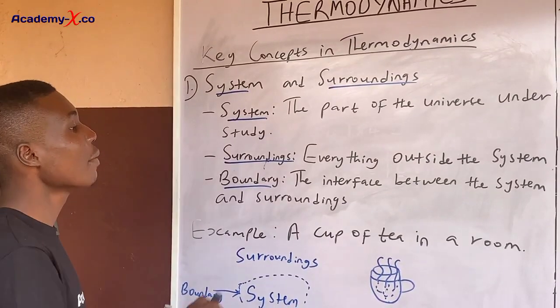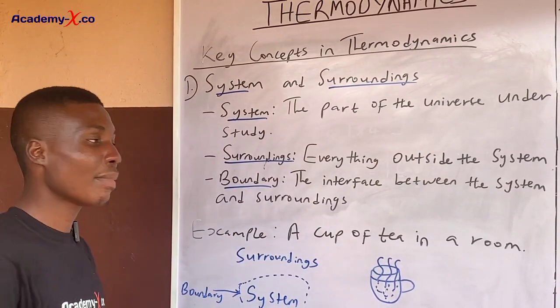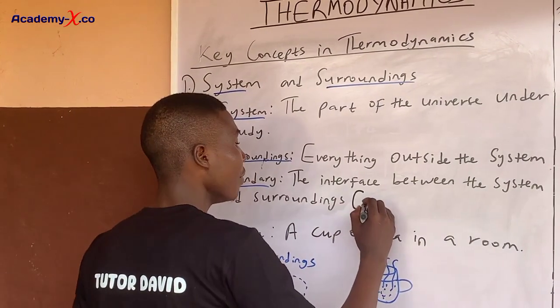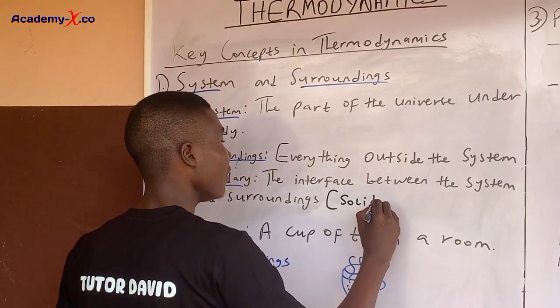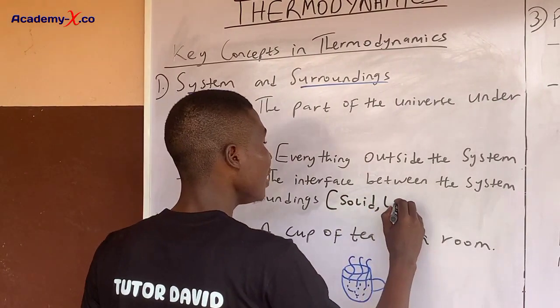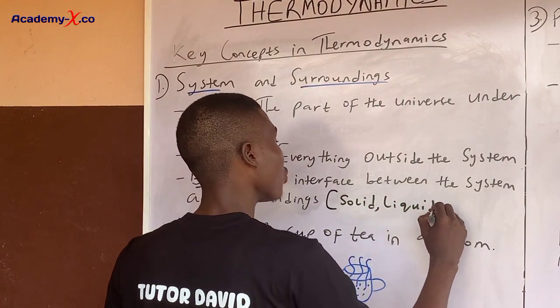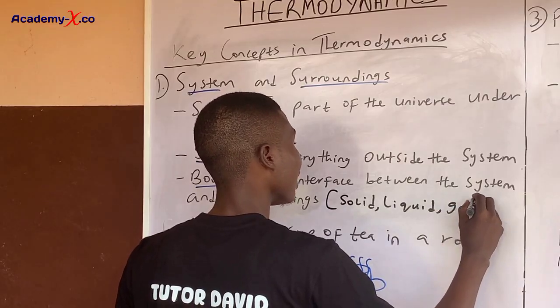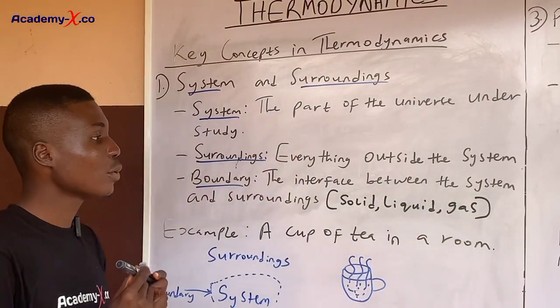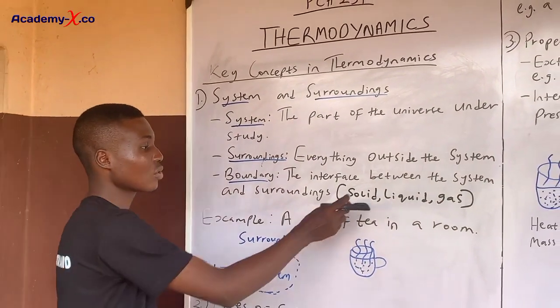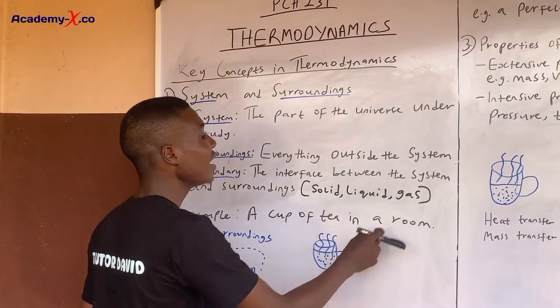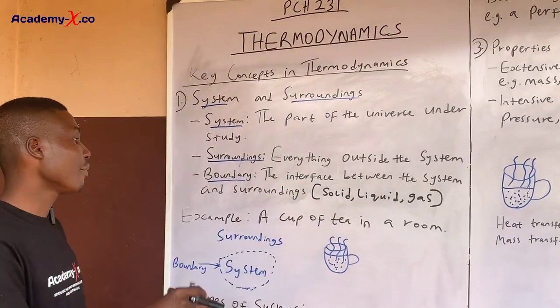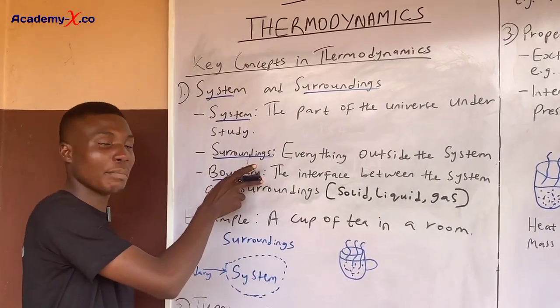And interestingly, the interface that we have between the system and the surrounding can be a solid interface, it can be a liquid interface, and it can also be a gaseous interface. So the interface between the system and the surrounding can be solid, liquid, or gas. But that interface is what we refer to as a boundary.